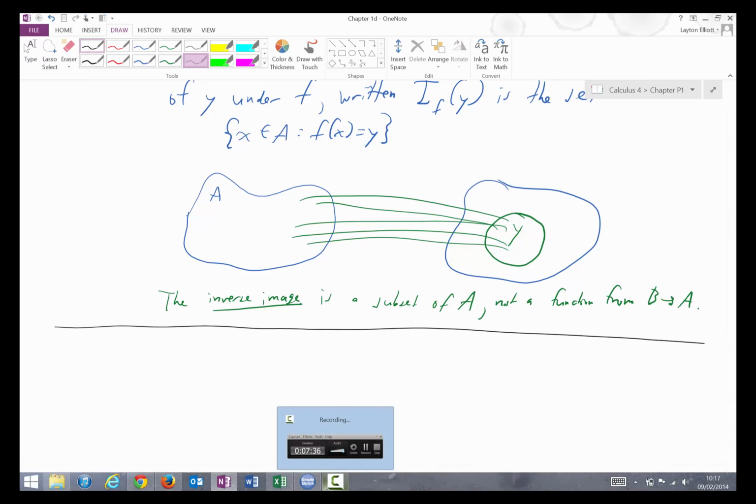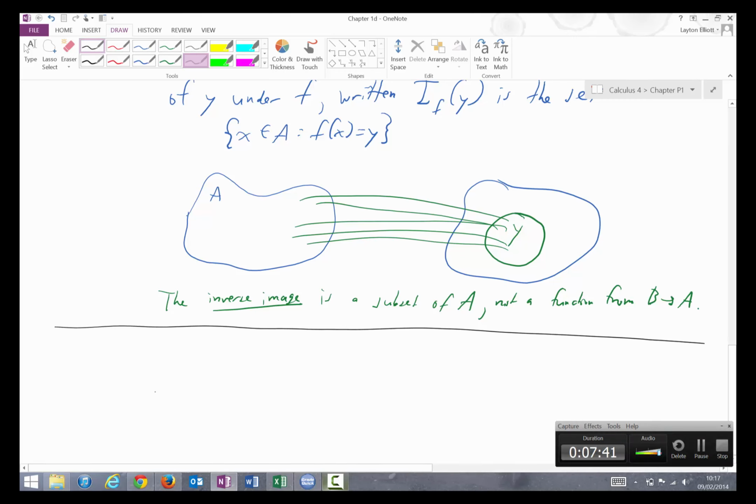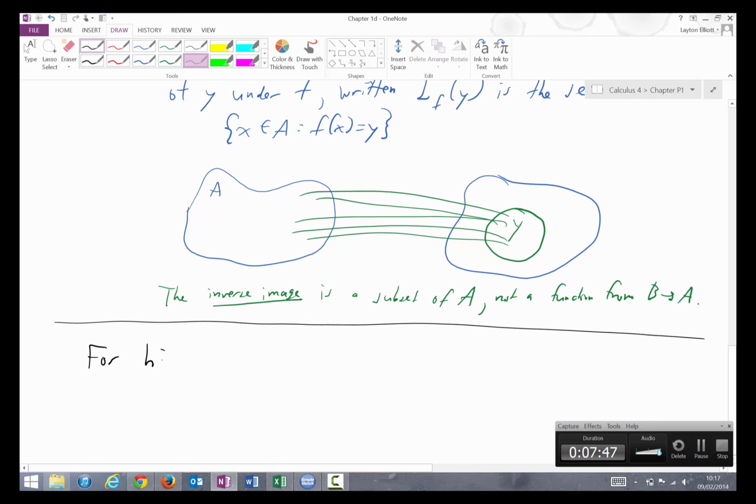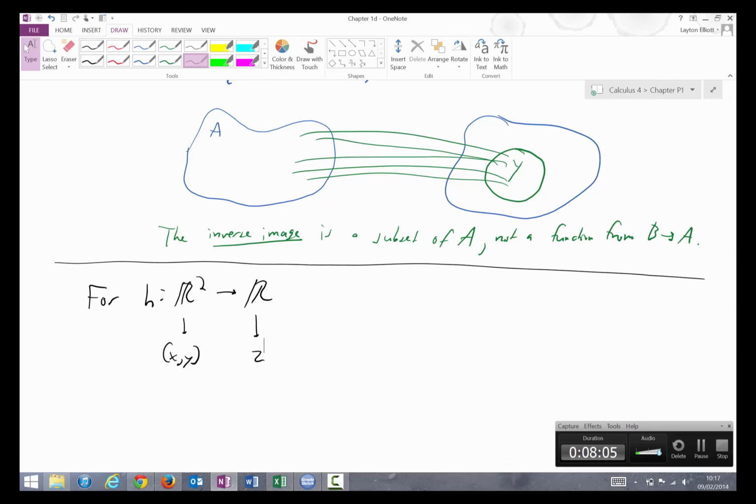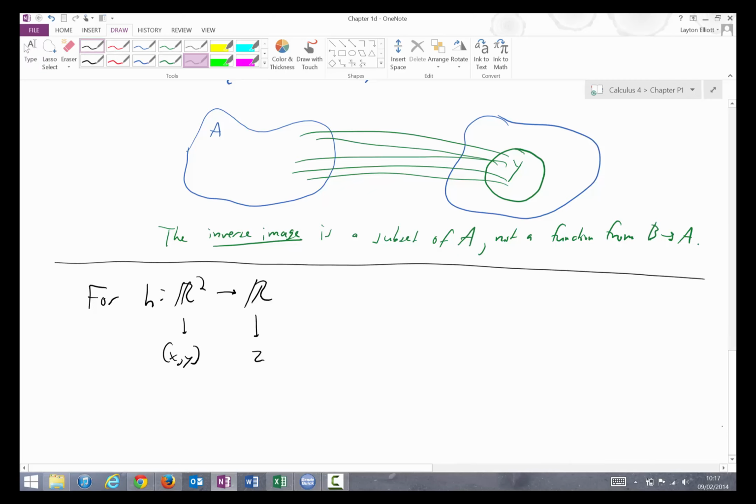Sometimes we can look for a type of set that's very specific. So here's one: if I take h defined as a function from R2 to R. Now, what I mean by that is R2 is actually made up of ordered pairs x, y, and R would be made up of just z values. So I'm taking a function that goes from an ordered pair to 1.